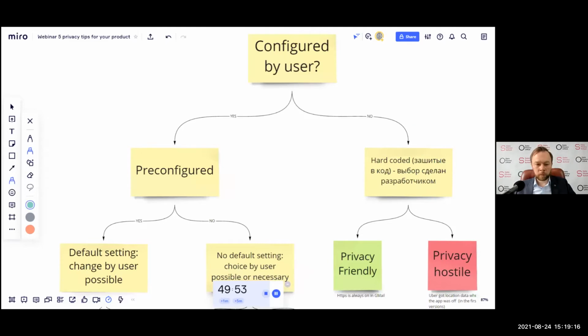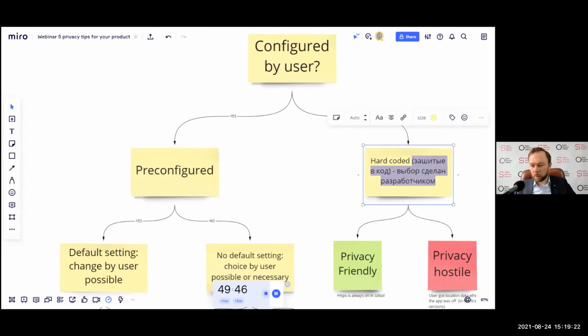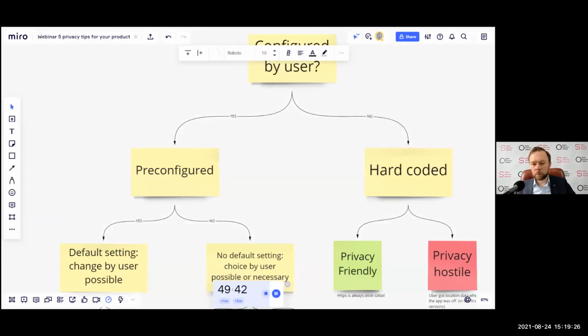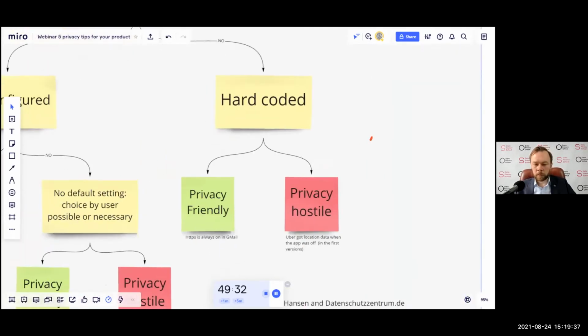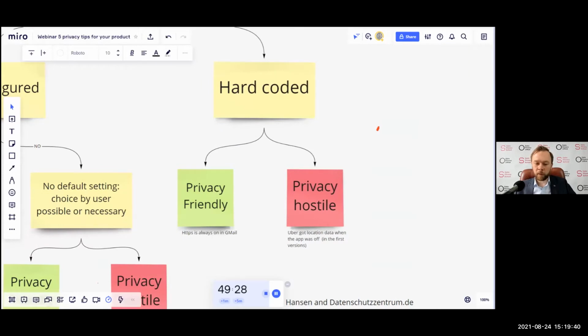First of all, those that could not be configured by the user, hard-coded into the software. If you hard code some decisions, some options into the software, it's very crucial that this configuration is privacy friendly. Otherwise, you risk being responsible for the violation of Article 25 of the GDPR.